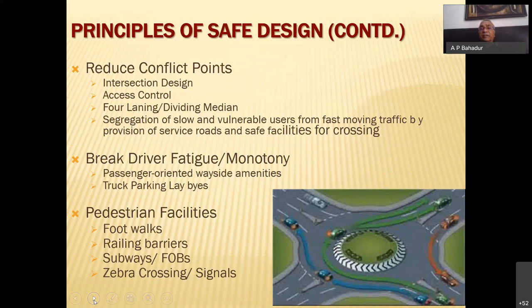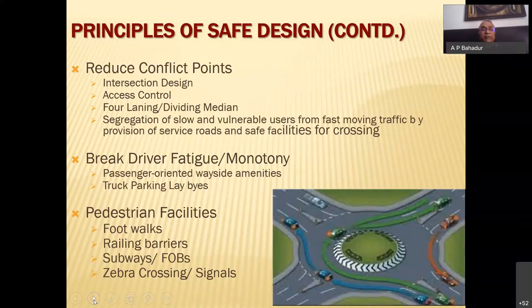Reduce conflict points, especially at intersections. We'll discuss intersections in a little more detail subsequently. Control on access, dividing the two directions of travel by provision of a median. Then whenever a major road like a national highway or state highway is passing through a linear settlement, provide for separating the slow moving vulnerable users from the fast moving traffic, and depending upon the category of road or situation, providing safe crossing facilities. Then for long distance travelers, some measures to break driver fatigue or monotony by provision of rest areas or lay-bys.